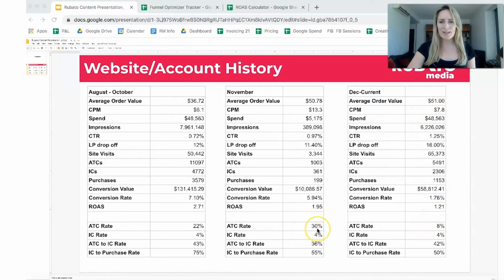But what's the story here? Because we see a higher average order value, we see a slightly lower conversion rate, but not too concerning. We see a higher click-through rate, we see a higher add to cart rate. So what's going on? Well, look at this number, the CPM. The CPM went up from $6 to $13, over double. So that makes sense, right?